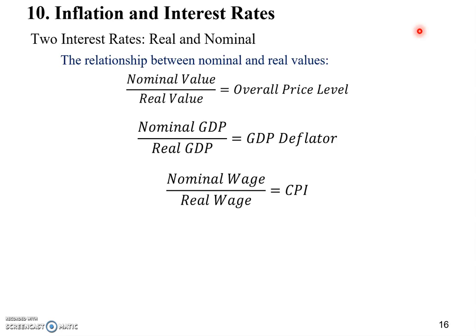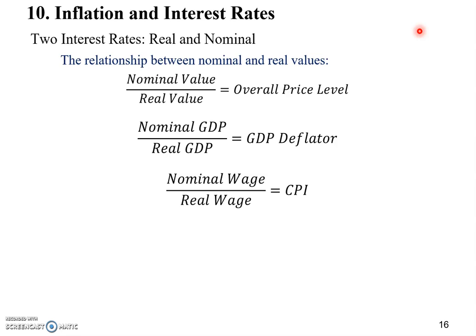And we also learned back in chapter 2 that nominal wage divided by real wage equals CPI. That was the wage negotiation example between workers and employers. Now here, for the interest rate, we just do the same thing. Because we're talking about interest rate, we're actually looking at the saving behaviors or the saving decisions.